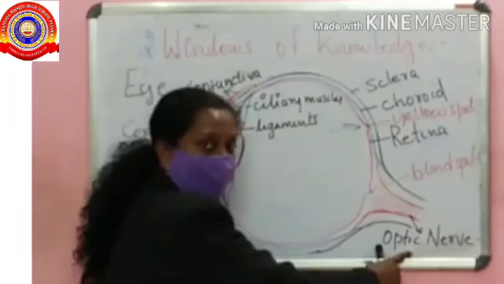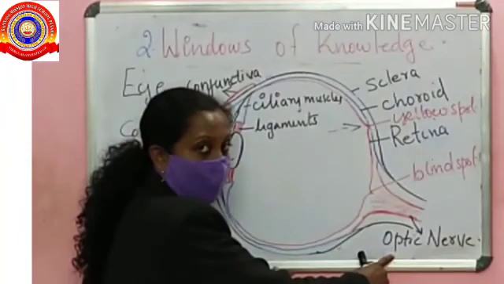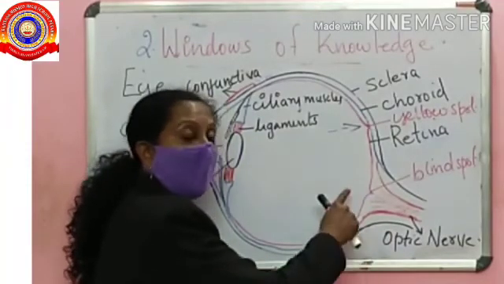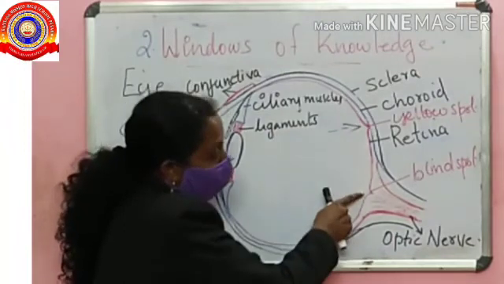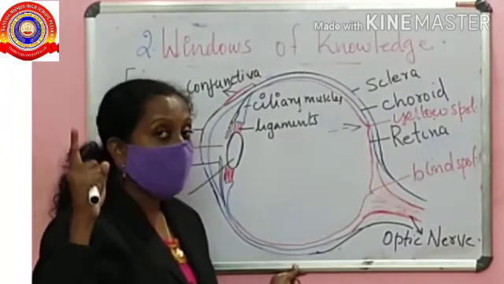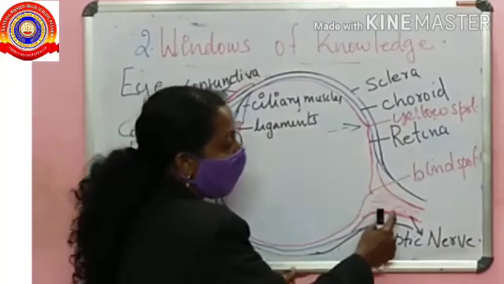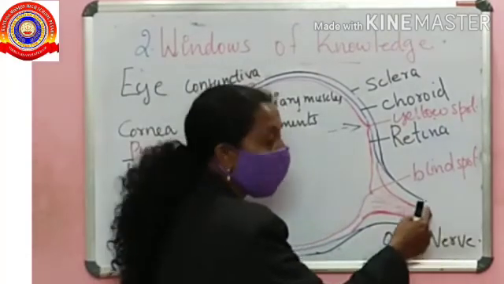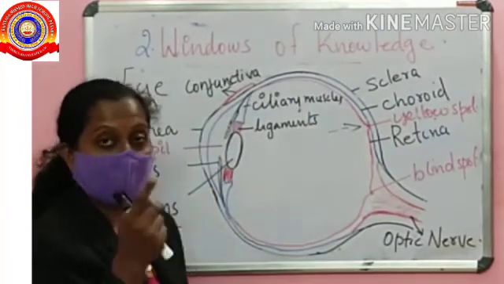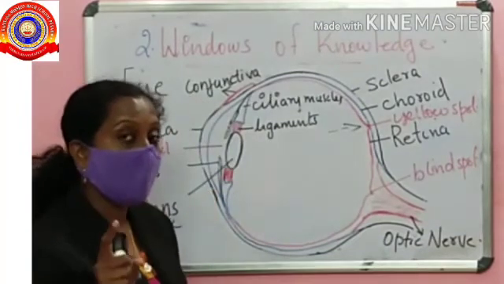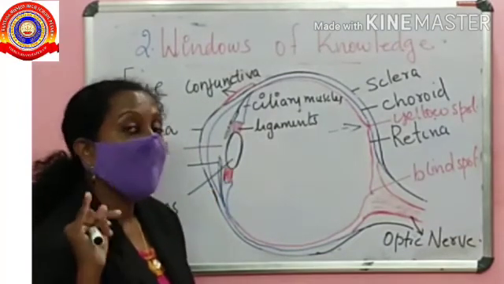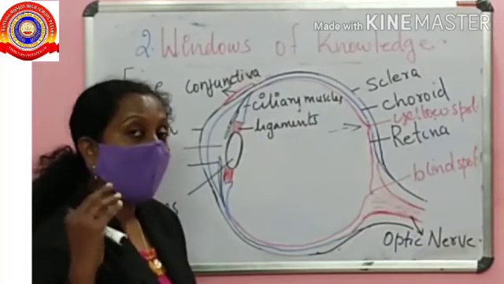Next is the optic nerve. The function of the optic nerve is it transmits impulses from the photoreceptors to the visual center of the brain. These optic nerves reach the cerebrum, and then only vision is possible. This we learned in the first chapter. It is the cerebrum which controls the vision.